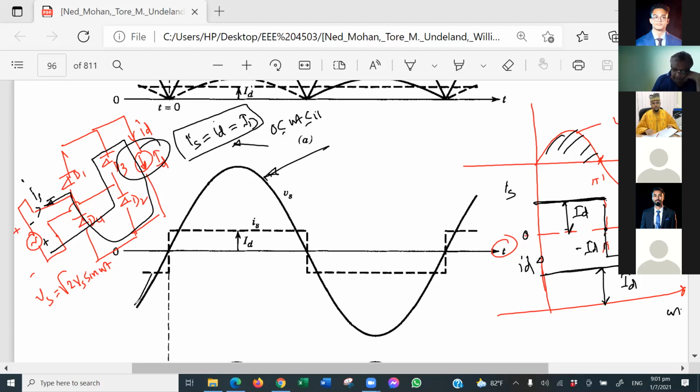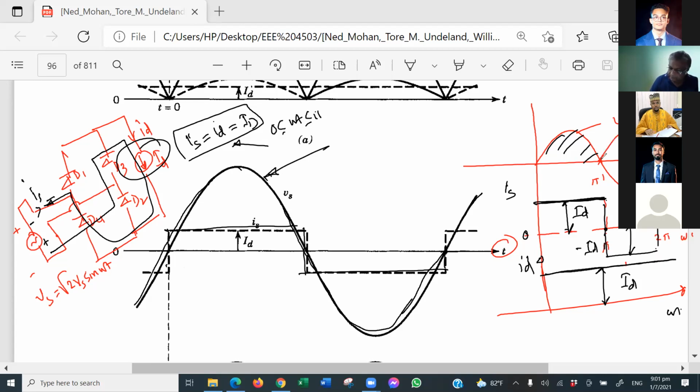This figure is your input voltage, and this is your IS. You got it or not? Yes, sir. And what will be the wave shape of the output voltage? Same as before, right? Yes, sir. So both will be opposite.